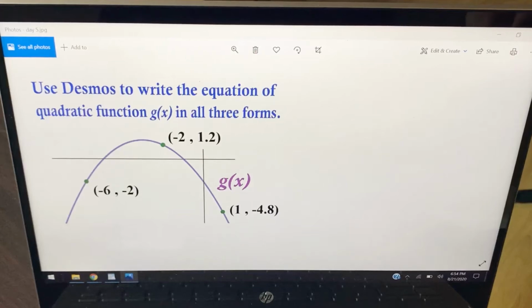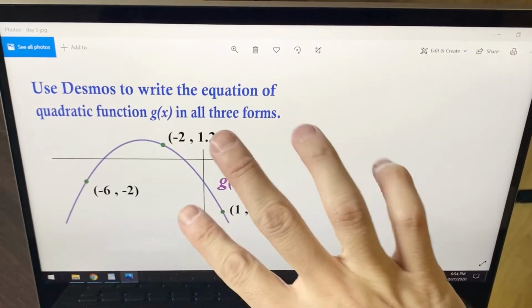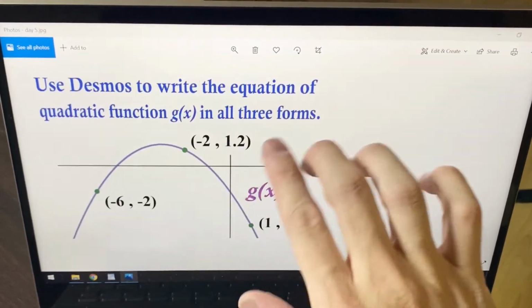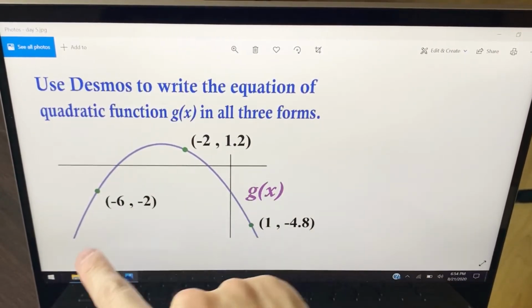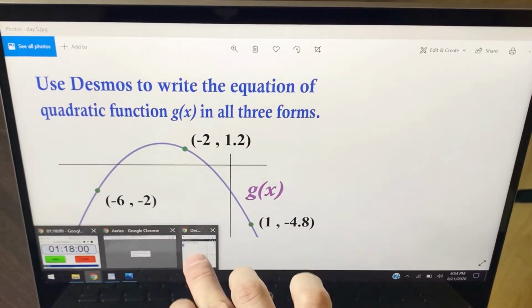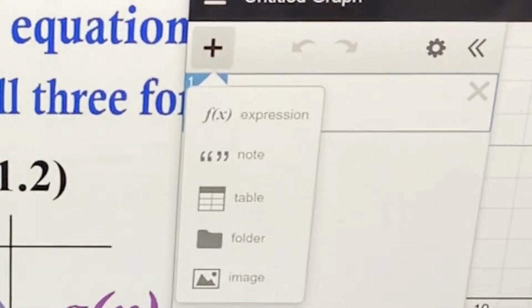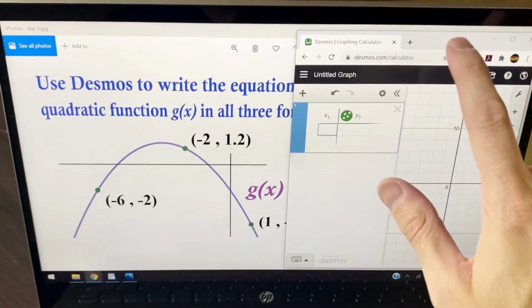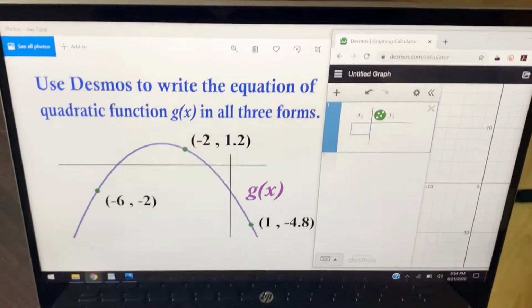So continuing the notes from last time, which was on quadratic functions, we could look at this problem here, where we want to use Desmos so that we can write the equation of g of x using all three forms. So we can pull up Desmos here, and then click on the plus, click on table, and then we can type in all 3 points into our Desmos window.